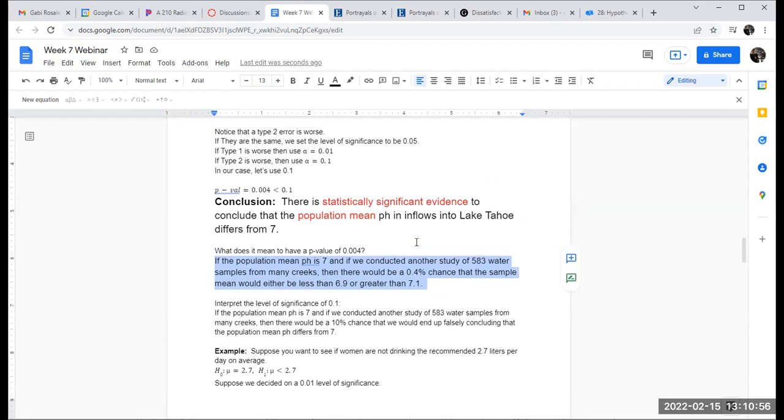So just to let you know, in our real data, it was 6.9. And the way you get 7.1 is 6.9 is 0.1 less than 7. And it's a two-tailed test, so the other side would be 0.1 more, which would be 7.1. A lot of people have trouble with that. So, you know, I'm recording this so you can listen to it again if you have trouble. Any questions at all on interpreting the p-value? A lot of people have trouble with this.